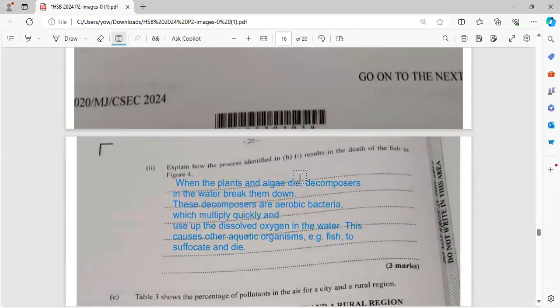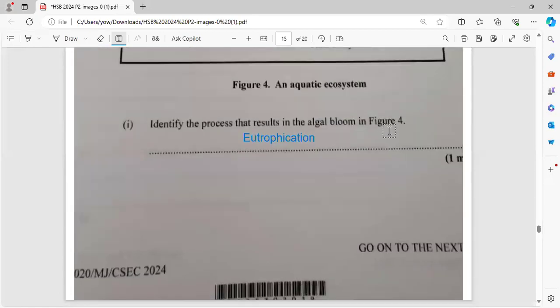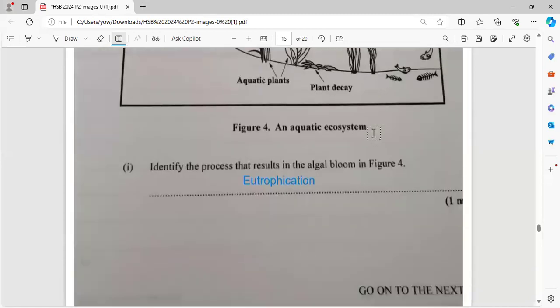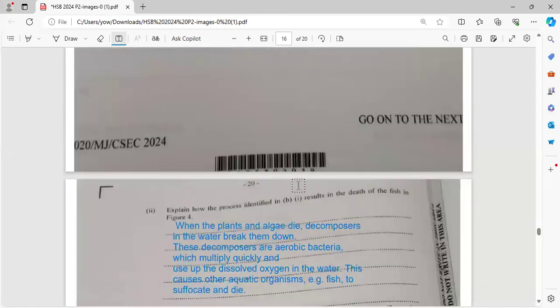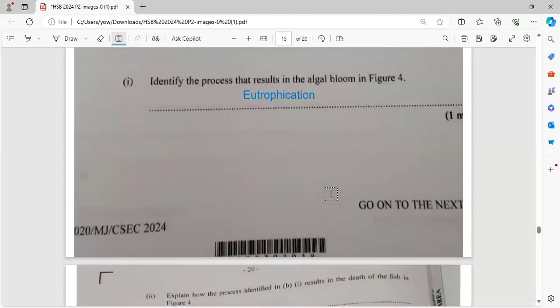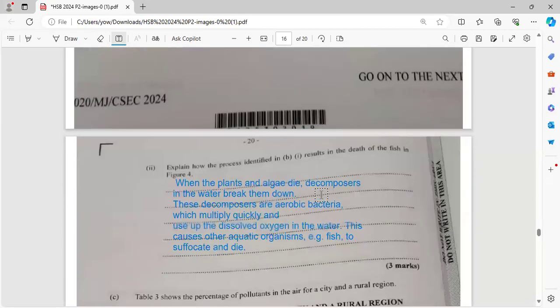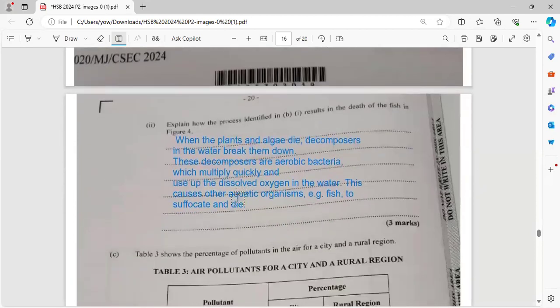Next, explain how the process identified in B1 results in the death of fish in figure 4. So what happens here, guys, is that the algae will die. And when they die, decomposers in the water will want to eat them. But the decomposers are aerobic bacteria, and they multiply quickly. Because they're aerobic, they use oxygen. So they use up all the oxygen in the water, and because of this, the fish don't have any oxygen to live off. So then the fish will die and suffocate.